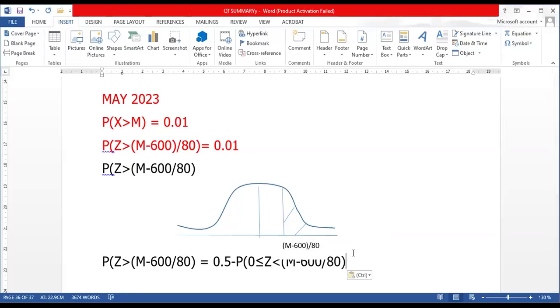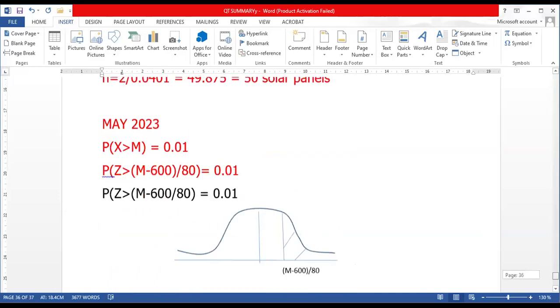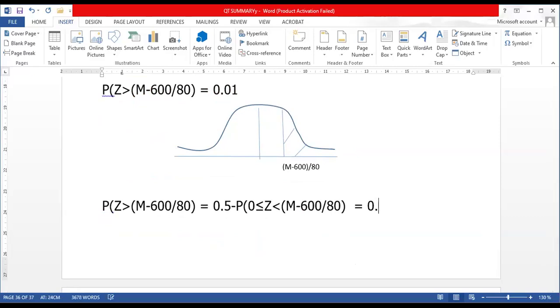Remember, all these are equal to what? All these are equal to 0.01. Do you agree? So here I say equal to 0.01. So I need this technically. So how can I get this probability of this?